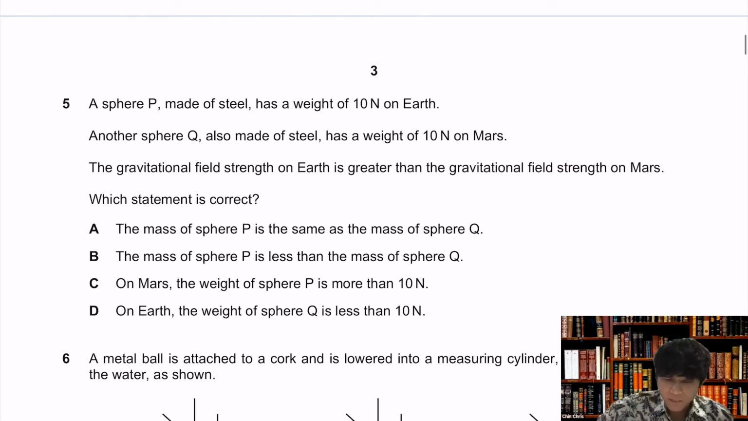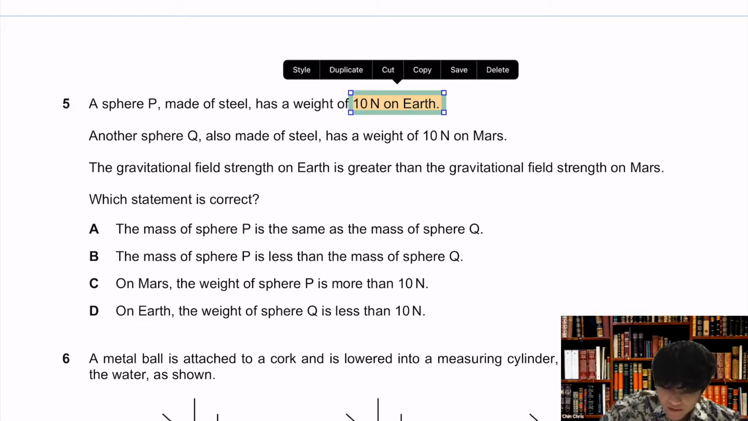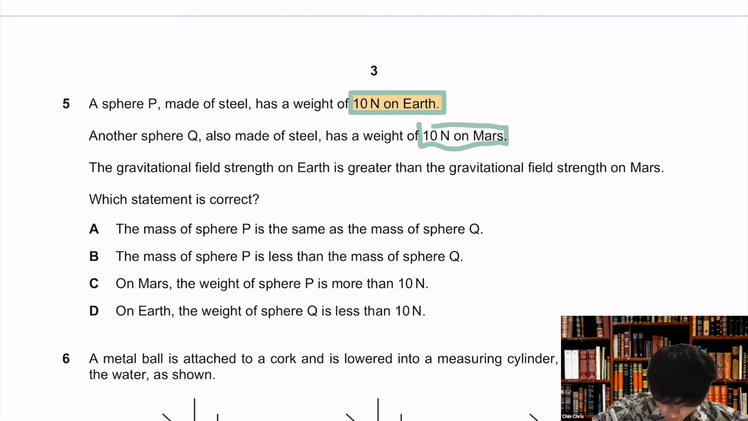Number 5. A sphere P made of steel has a weight of 10 Newton on Earth. Another sphere Q made of steel has a weight of 10 Newton on Mars. The gravitational field strength of Earth is stronger.